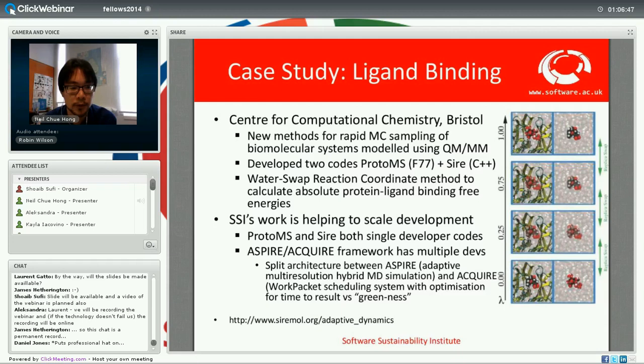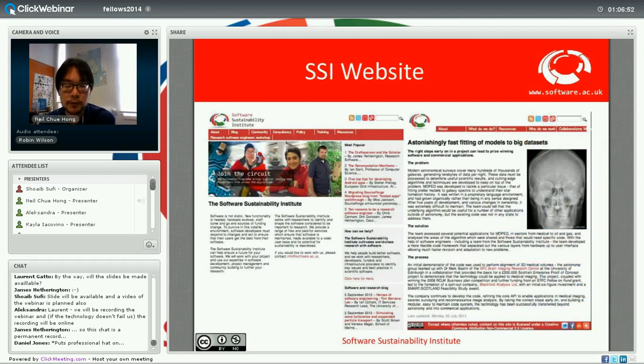Looking at the policy work we do, as I said, a lot of the things that we give out to the general researcher are through our website. If you go to www.software.ac.uk, you'll be able to see what we have on offer. Things like case studies. So here we have something on astonishingly fast fitting models to big data sets, which has been looking at the problem of trying to do medical imaging.